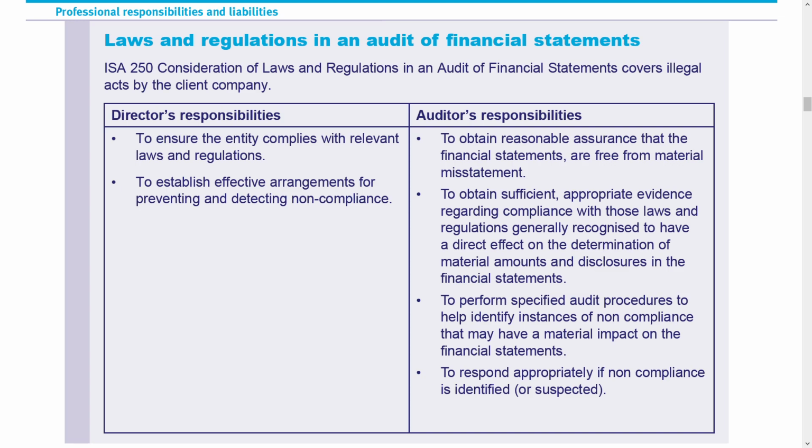So number 1, they will be giving reasonable assurance. Number 2, they will be obtaining appropriate and sufficient evidence. Number 3, to perform specified audit procedures to help identify instances of non-compliance that may have a material impact on the financial statements. So if non-compliance has taken place, they have to do some additional audit procedures to identify that, because that non-compliance can have a material impact on the financial statements.